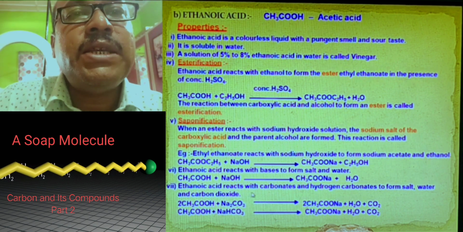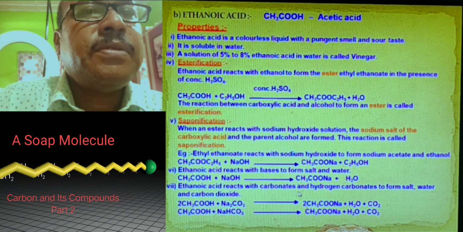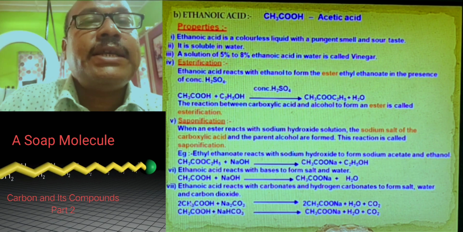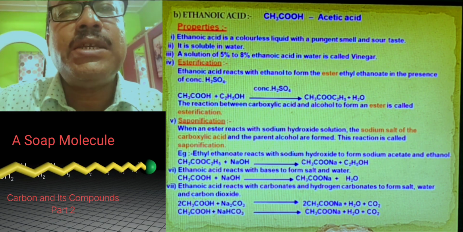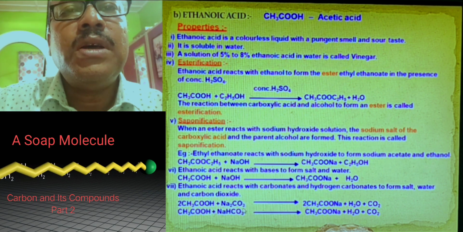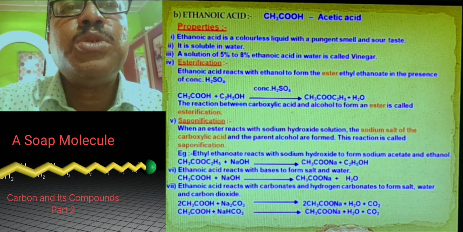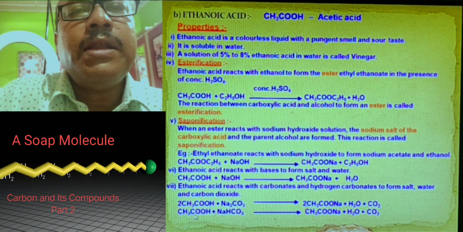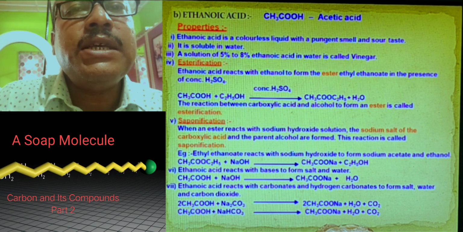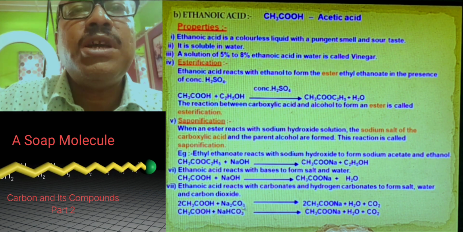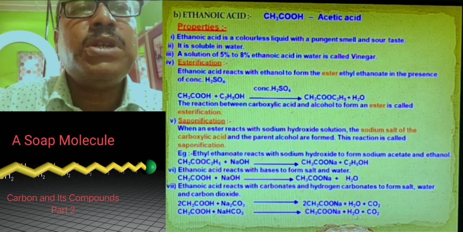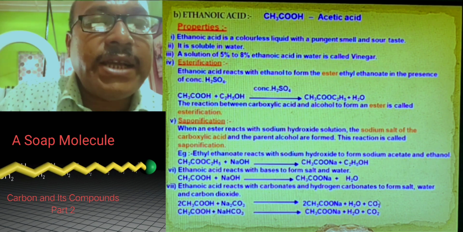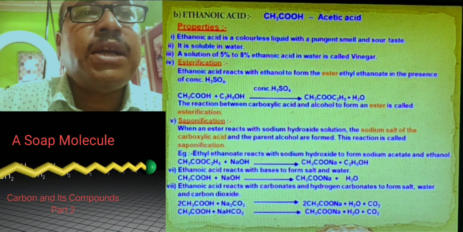Next property: ethanoic acid reacts with carbonates and hydrogen carbonates to form salts, water, and carbon dioxide gas. For example, we can see here this compound reacting with sodium carbonate, producing the ester, water, and carbon dioxide. This is again acetic acid reacting with sodium hydrogen carbonate, and the same compound is produced. So in this way we have found that ethanoic acid can react with carbonate or hydrogen carbonate to form salt and water.